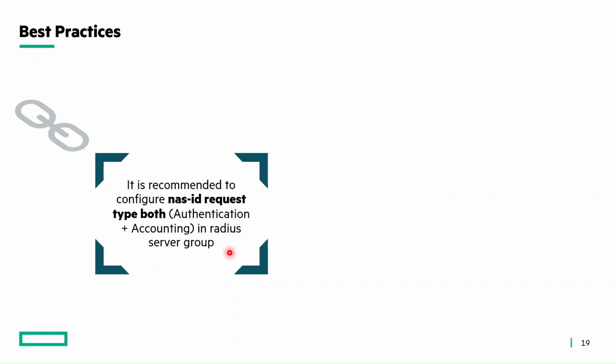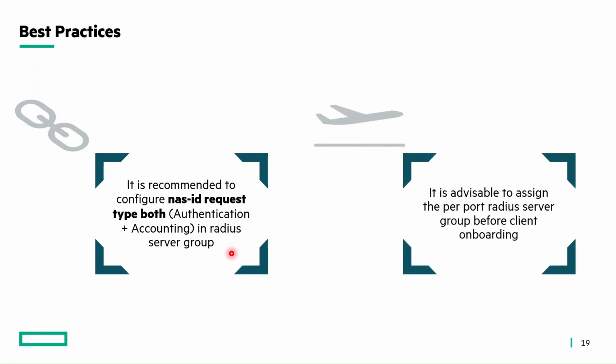Next, it is always advisable, before the client onboards, to configure the per-port RADIUS server group. Only then can it reach the correct RADIUS server. Or else, on the next reauthentication request, it will lose the posturing status of the client and it will not be assigned the correct role assignment.